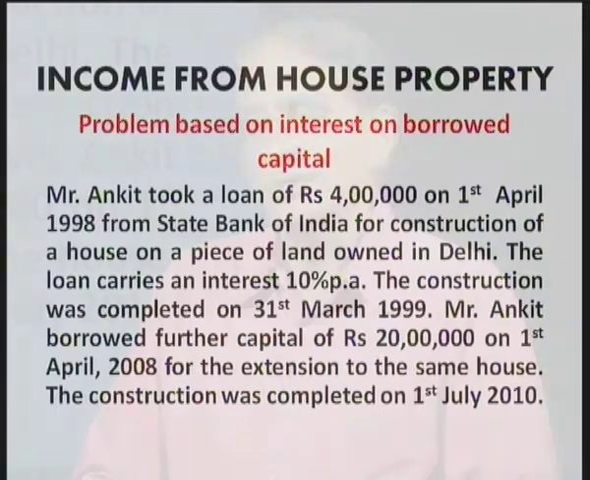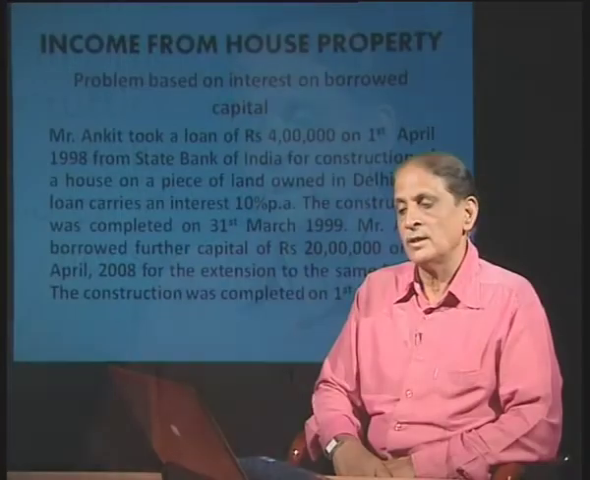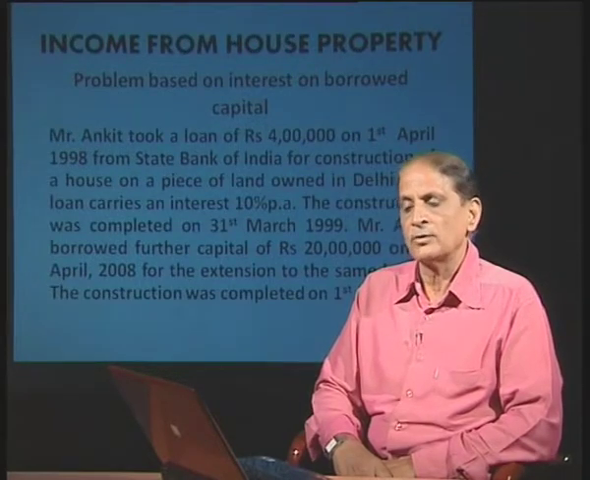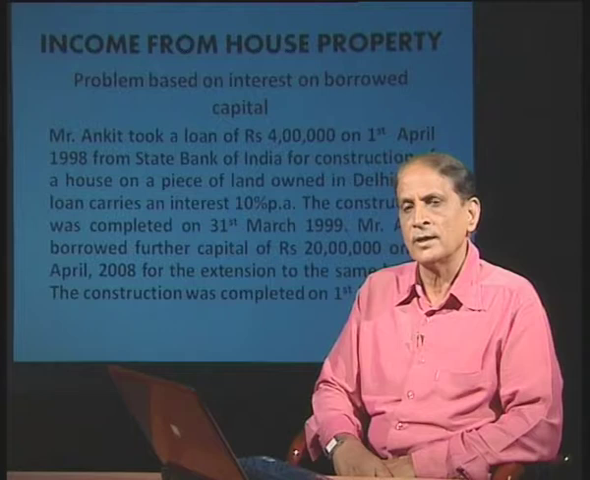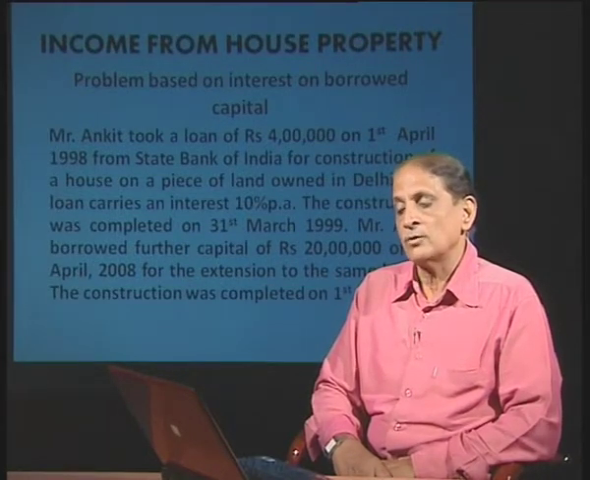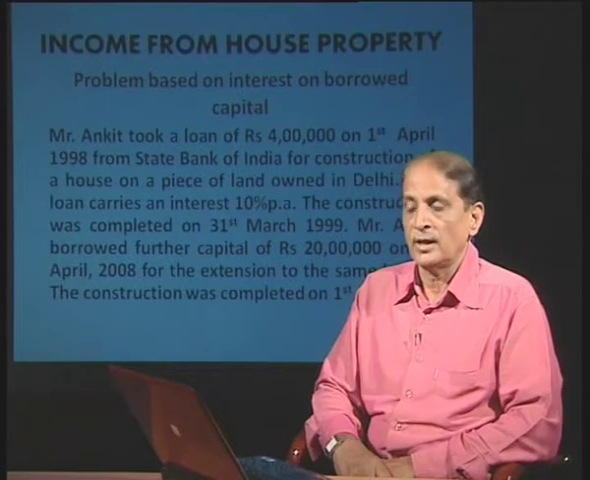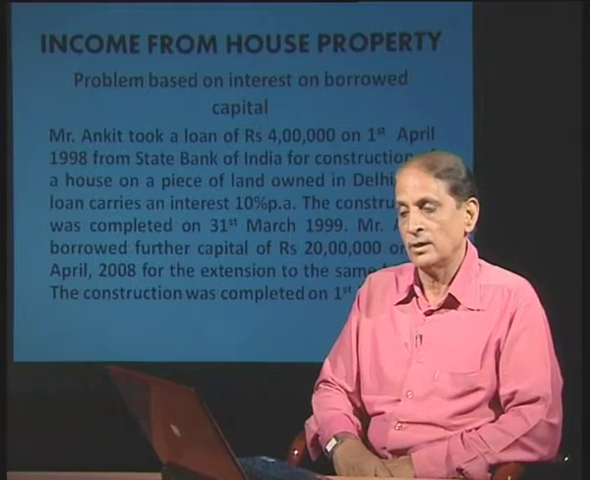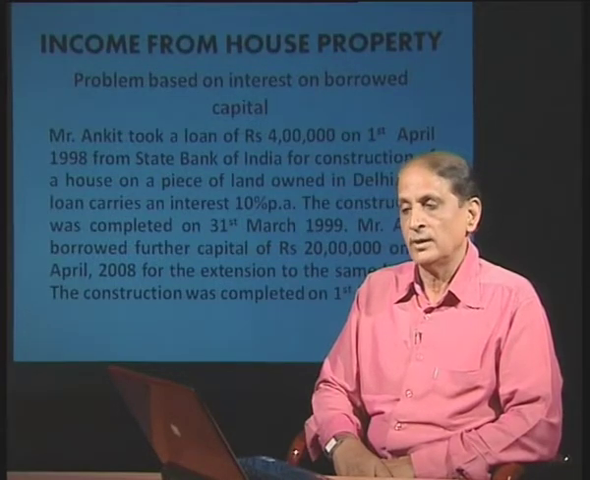Now, in this problem, Mr. Ankit has taken out a loan on two occasions. He has taken a loan of Rs 4 lakh on 1st April 1998, and the construction was over on 31st March 1999, but the loan is still outstanding. At the same time, he has again taken out a loan of Rs 20 lakh, but this has been taken on 1st April 2008, meaning after 31st March 1999. That is only for extension to the same house, and in this case the construction was completed on 1st July 2010. Now, how the interest is deductible has to be calculated.